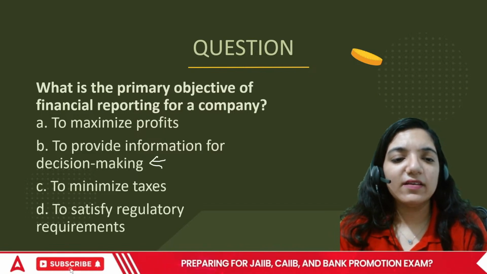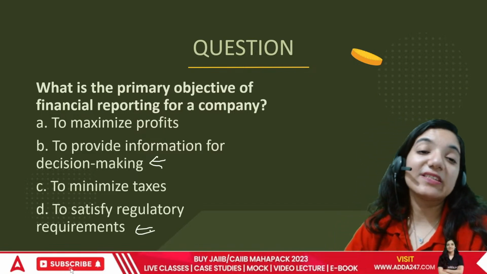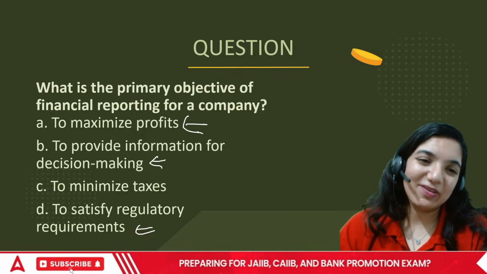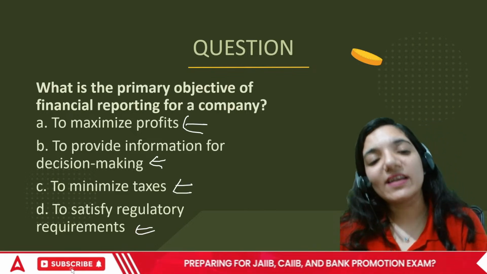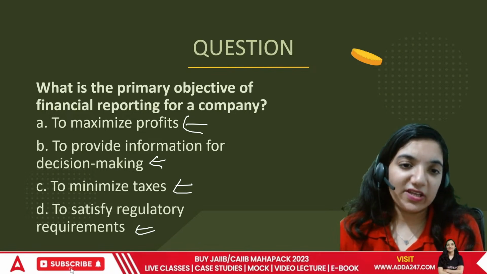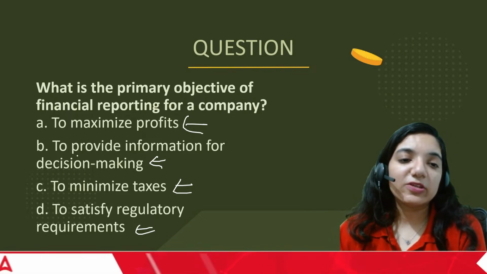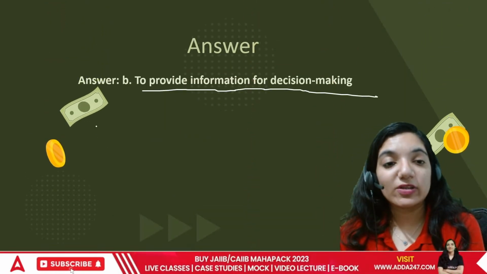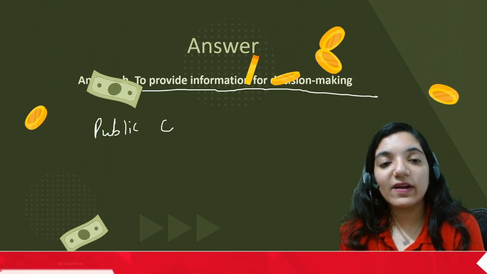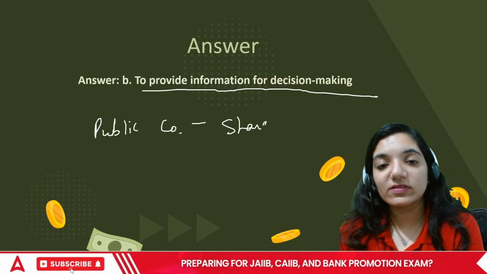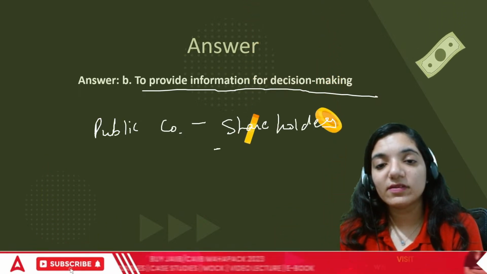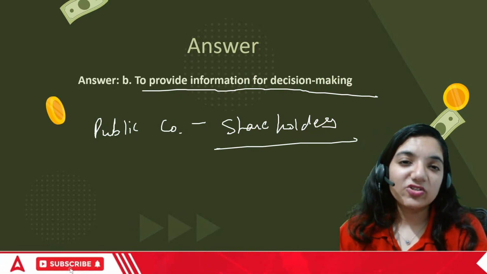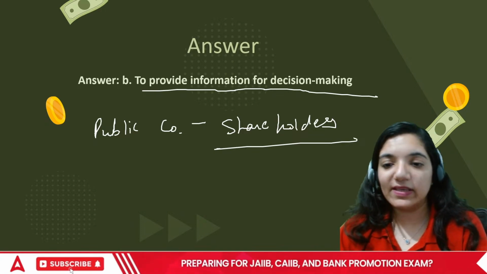That is true. Then it is also to satisfy regulatory requirements, because for a company it is compulsory to prepare the books of accounts, and if you know your amounts, then you can maximize your profits and you can minimize your tax as well. Technically all these points are objectives of financial reporting, but to provide information for decision making is the primary one, because they are supposed to provide this information. Public companies have to provide this information to their shareholders. Otherwise, why would people invest their money into the organization, right? So in this case, it is to provide information for decision making.